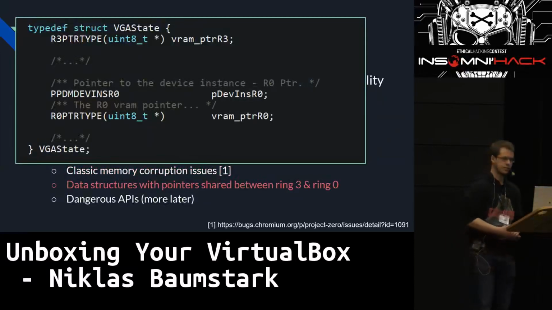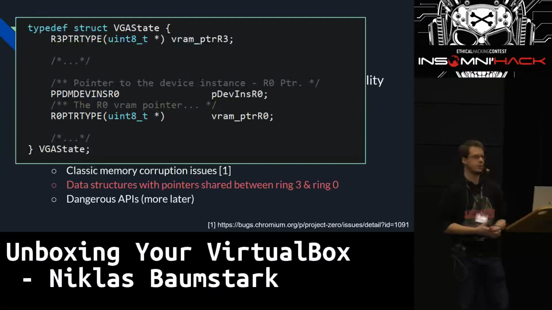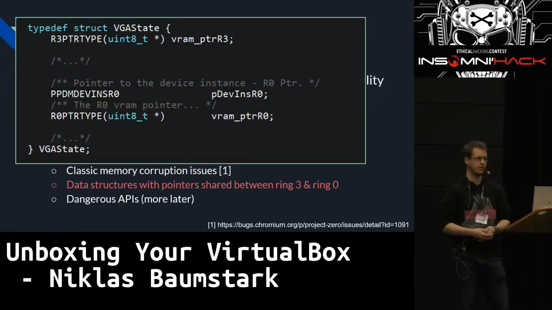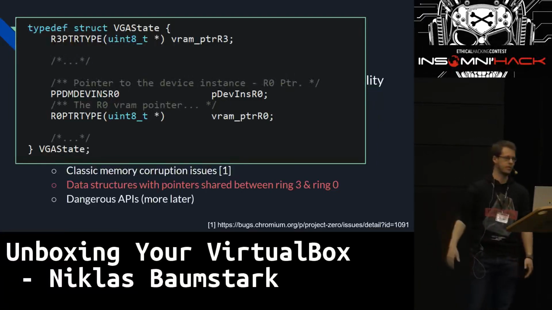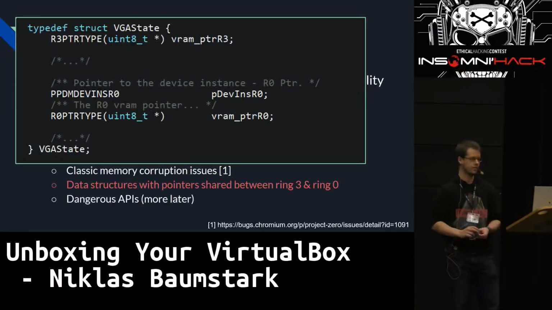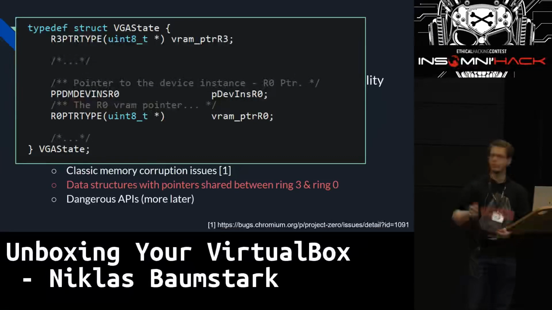There's another issue, which is there are some data structures that are mapped in both user and kernel land, and they have kernel pointers inside of them. For example, here we have two versions of this VRAM pointer. One is suffixed with R3 for ring 3. One is suffixed with R0. And the R0 version is used by the kernel, but it's writable by the user land because it's also mapped there. This is, by the way, a data structure that captures the state of the VGA device. And there's plenty of examples of this. And if you change this ring 0 pointer from user land, the kernel might do interesting things with it.